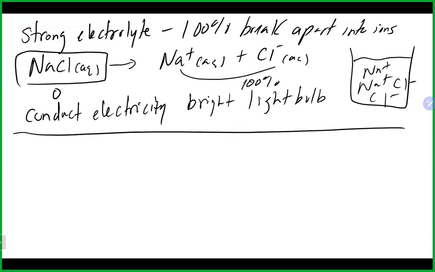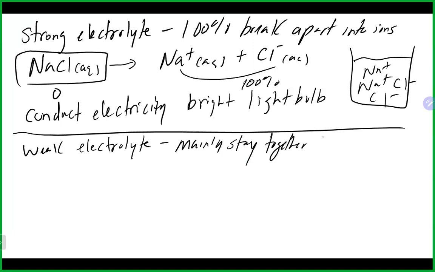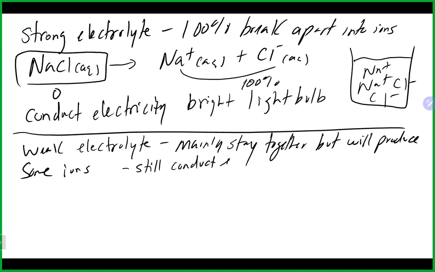Now, if you have something that's a weak electrolyte, it will mainly stay together, but will produce some ions. Because it's able to produce some ions, it is still able to conduct electricity. We'll use the light bulb example. If you did that, it would turn on, but it would look very, very dim, almost dying, but it will turn on a little bit.